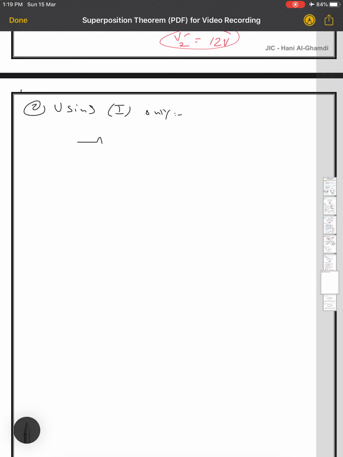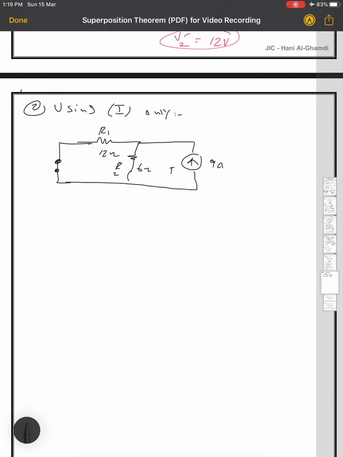So what I will do, guys, I will keep my R1 as it is, R2 here, and this is my current source, and please check the direction. It should be the same as the main circuit, and I will remove my voltage source by shorting its terminals. So here is R2 6 ohm, and here is R1, which is 12 ohm, and here is 9 amperes, the current.